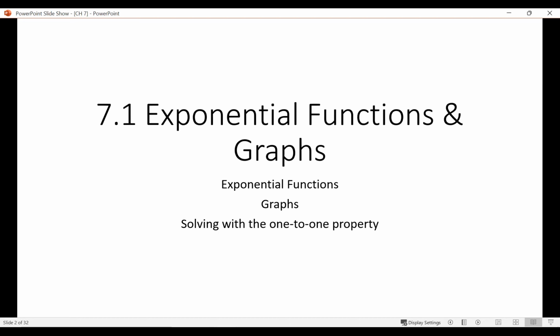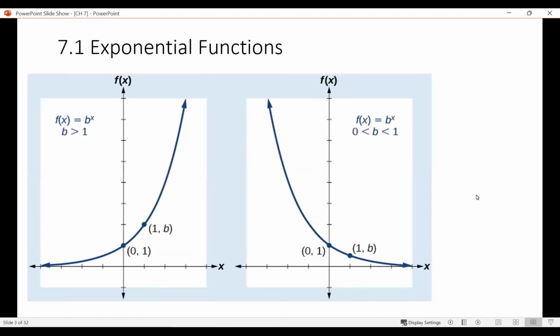Here we're going to talk about exponential functions and their graphs, and then solving very basic exponential functions using the one-to-one property. So exponential functions really come in two forms. One is where the base is greater than 1, and those grow exponentially, and the other is where the base is between 1 and 0, and those decay exponentially.